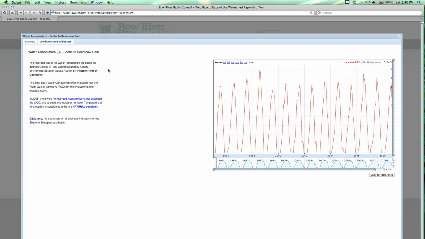You'll notice that the recorded values for water temperature are based on degrees Celsius and were measured by Alberta Environment on the Bow River at Cochrane. The Water Management Plan indicates that the water quality objective for this indicator at this location was established at 24 degrees Celsius, and that in 2008 there were no recorded measurements that exceeded this water quality objective, and as such, the indicator at this location is considered to be in a natural condition.